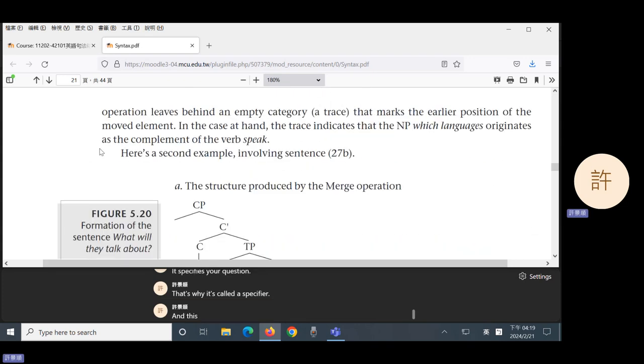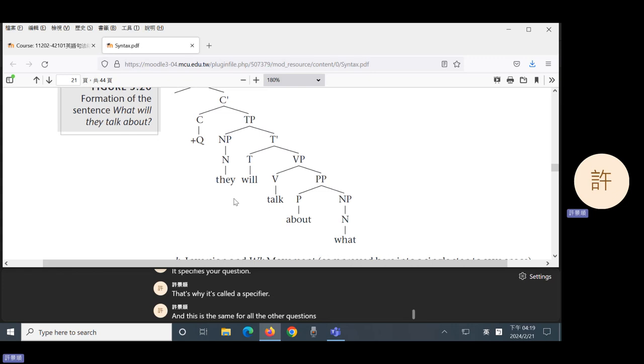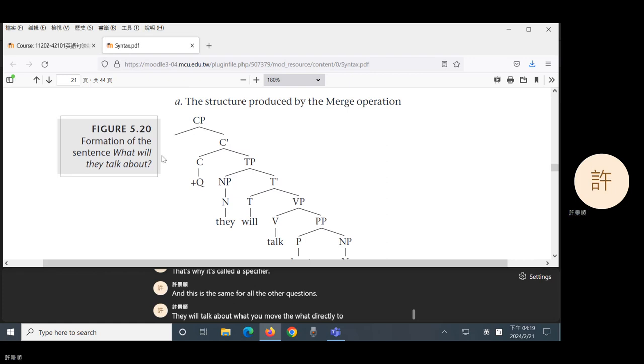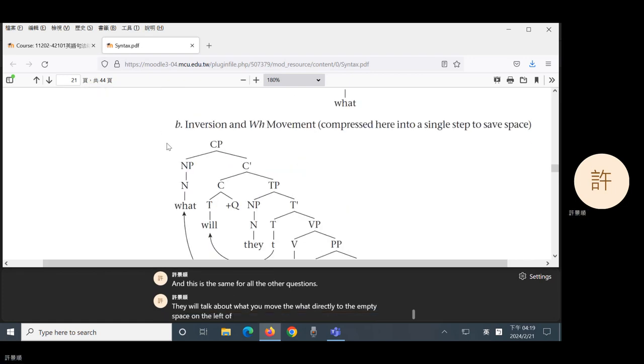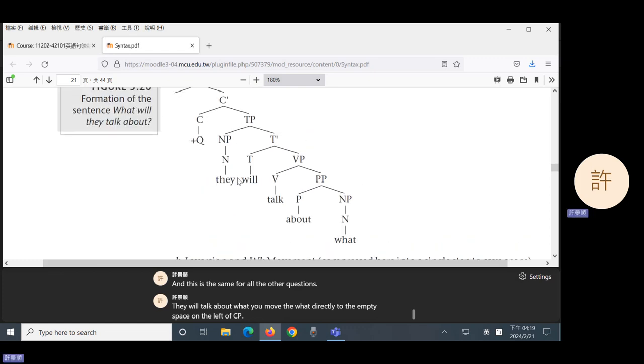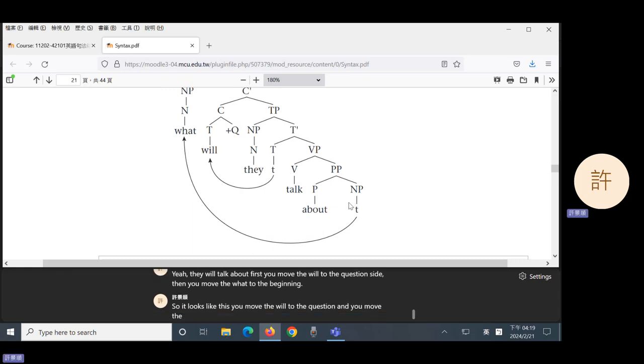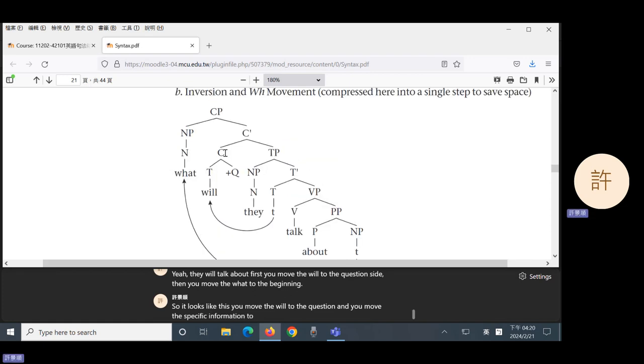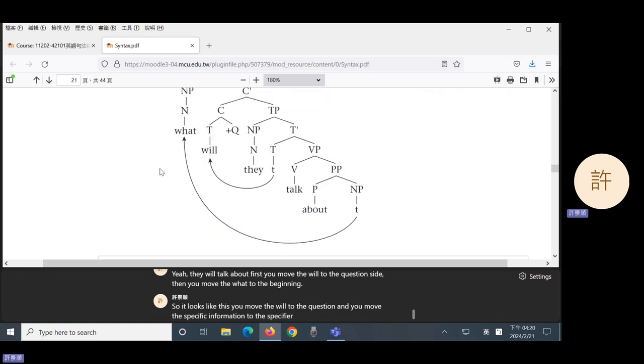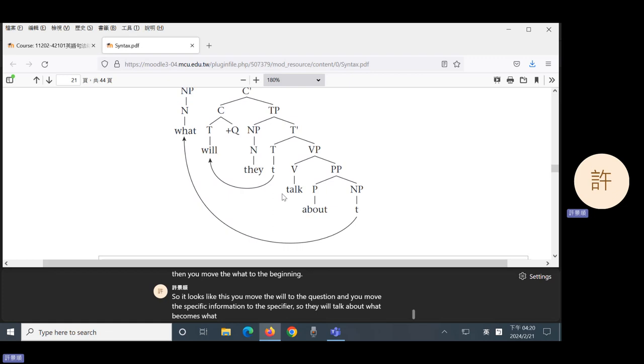And this is the same for all the other questions. They will talk about what. You move the what directly to the empty space on the left of CP. First you move the will to the question side, then you move the what to the beginning. So it looks like this. You move the will to the question and you move the specific information to the specifier. So they will talk about what becomes what will they talk about.